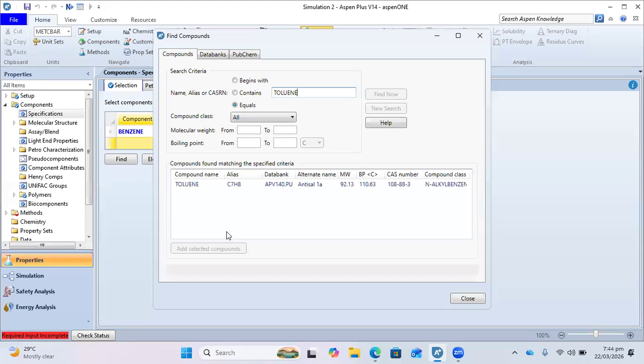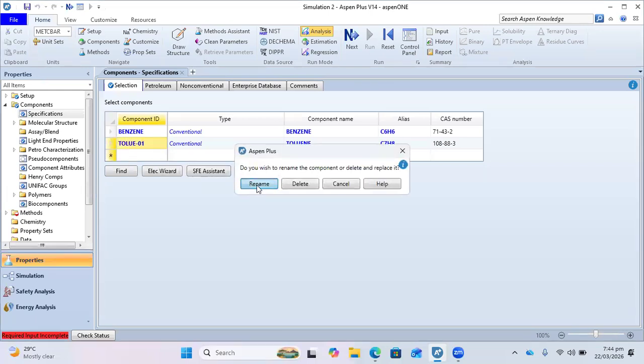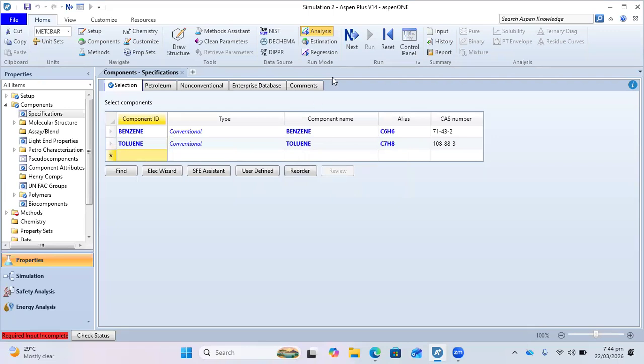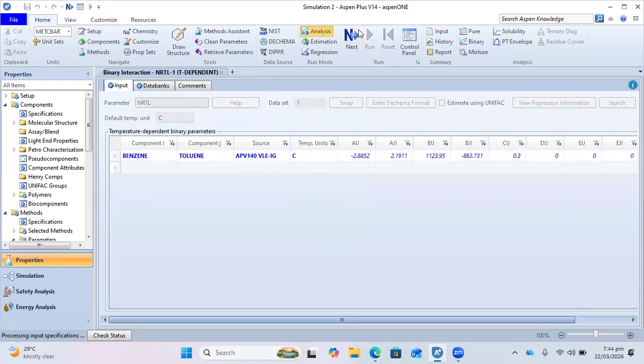You can use the find feature to search for the specific thing you are looking for. So we've done all of these things before. Let me rename this. Then the next thing we do from here is to specify a property method. So I'll click on next. And from the question, we're told to use NRTL. So I'll just click on next again, and then I can run it now.